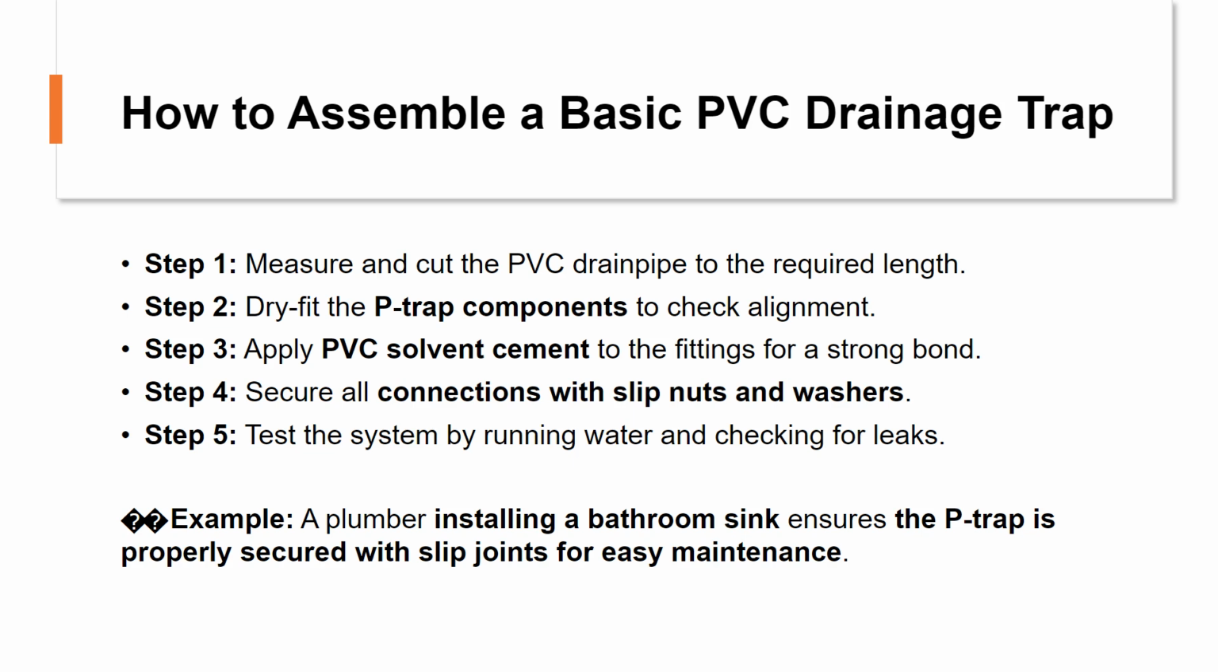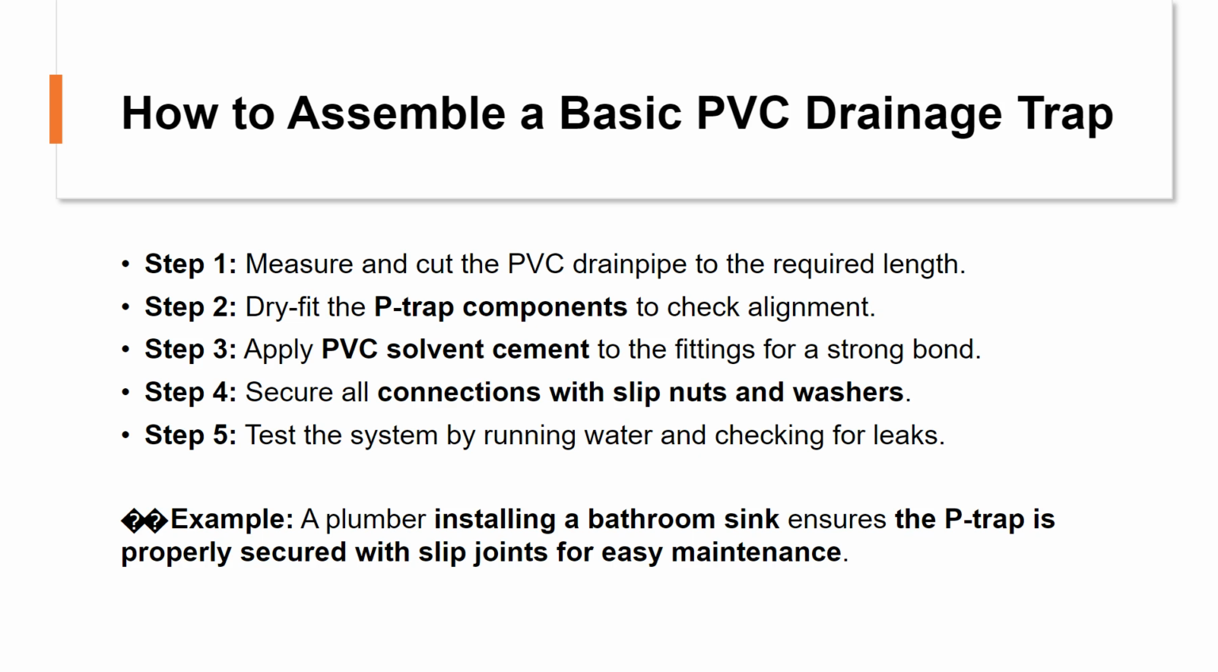Step by step. 1. Cut the pipe to size. Measure the distance between the fixture outlet and the wall or floor drain. Cut your PVC pipe to fit snugly between. 2. Deburr the edges. Smooth all cut ends with sandpaper or a deburring tool. A clean edge helps joints seal properly.